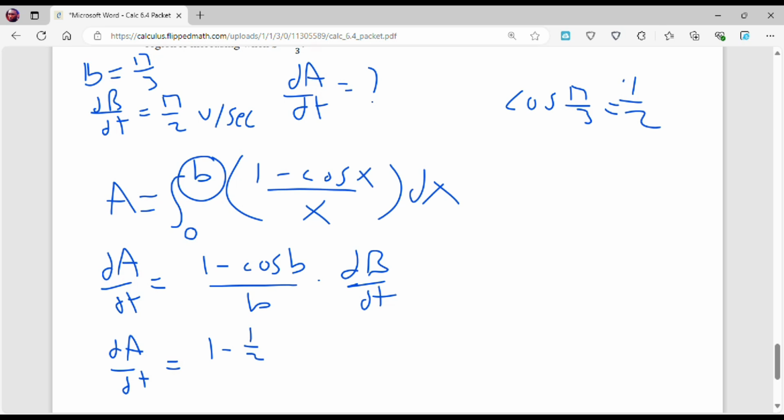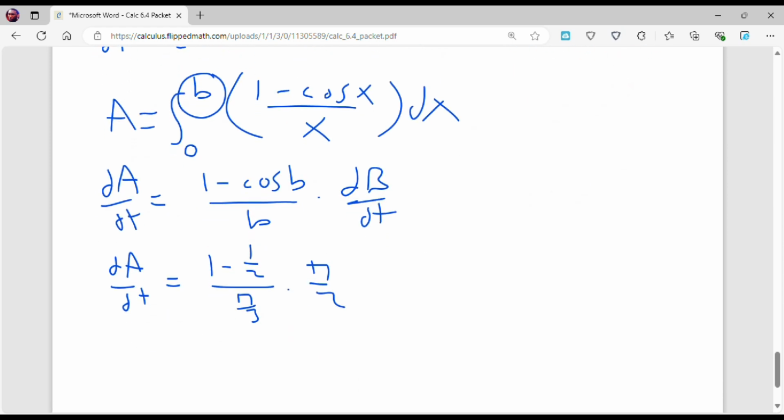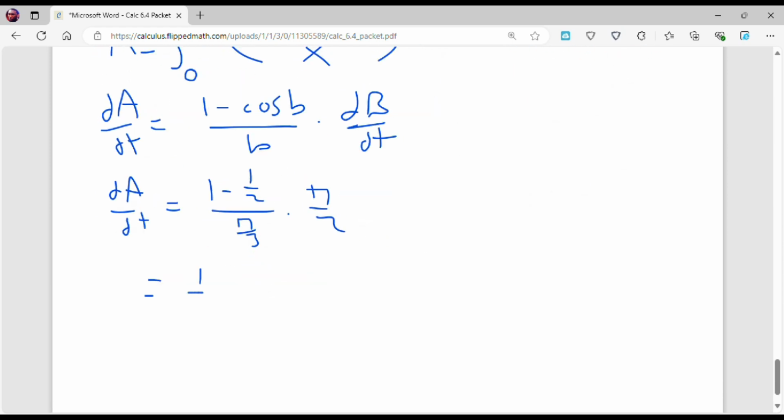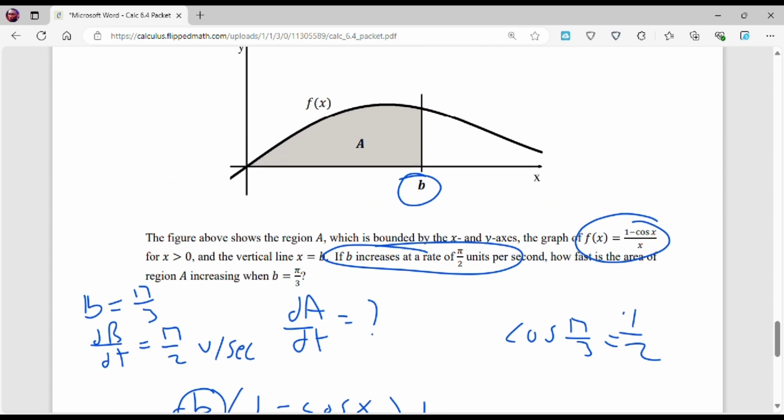So 1 minus 1/2 over pi over 3, times db/dt. That's given to us in the problem, right? That's given to us right here. b increases at a rate of pi over 2. So if we simplify, we get 1 over 2 times 3 over pi times pi over 2. Pi cancel out. 3 over 2 times 2 is 3 over 4. So we just used what the problem gave us, db/dt as pi over 2, b equals pi over 3.